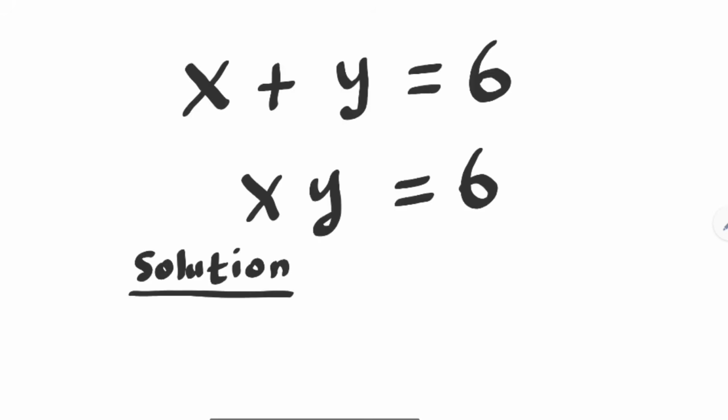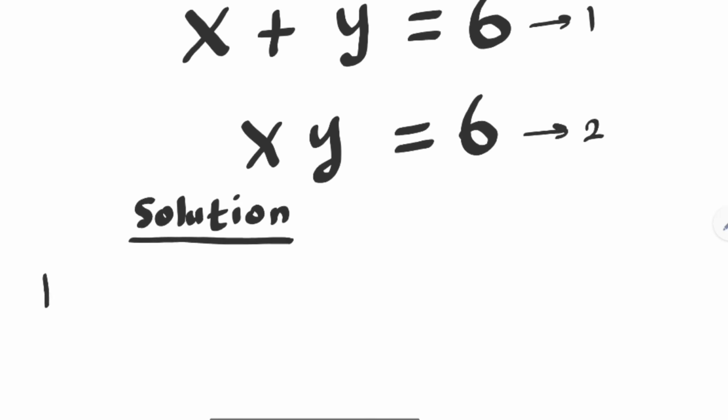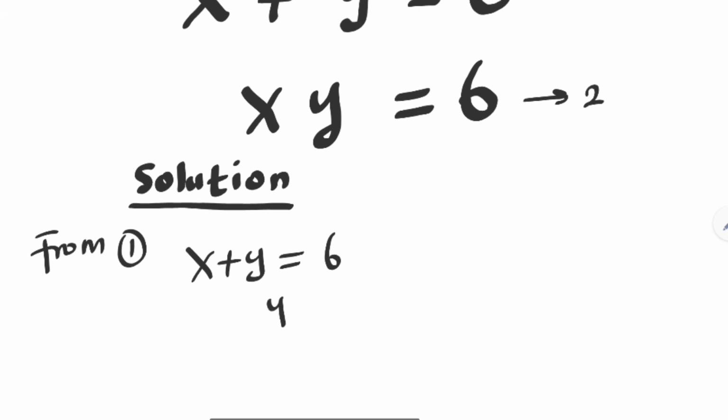We have the given equation x plus y is equal to 6. Let us call this equation 1. Then xy is equal to 6. Let us call this equation 2. From equation 1, x plus y is equal to 6, y is equal to 6 minus x. Let us call this equation 3.